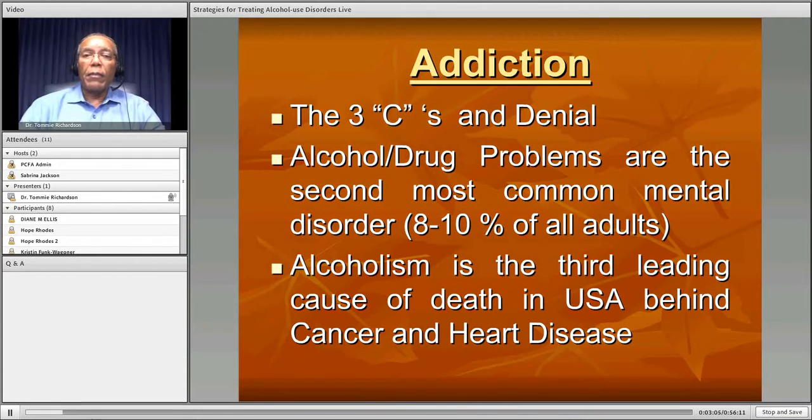Alcohol and drug problems are the second most common mental disorder. It involves 8 to 10% of all adults. Alcoholism is the 3rd leading cause of death in the USA behind cancer and heart disease.